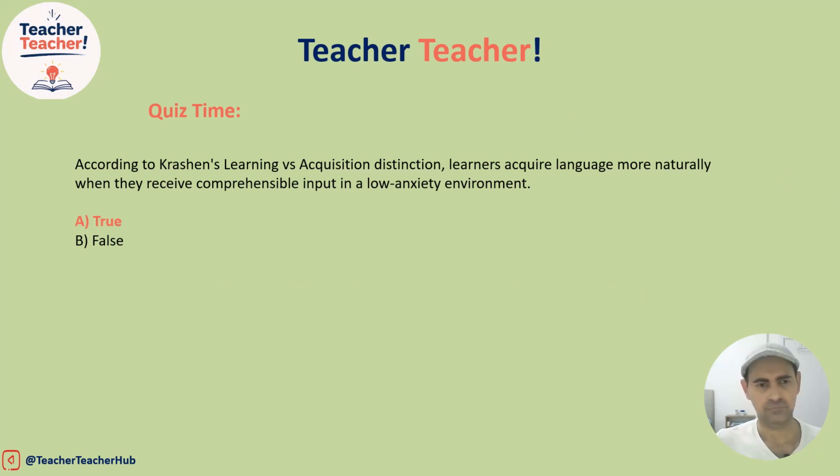Well, that's true. So we can understand that we have two tasks to do. First, we need to provide comprehensible input, the input that students need, and we should provide it in a low anxiety environment, where the students are not stressed, so they feel they can learn English with no pressure. So we need to reduce the pressure and provide enough input. So let's go to the next question.